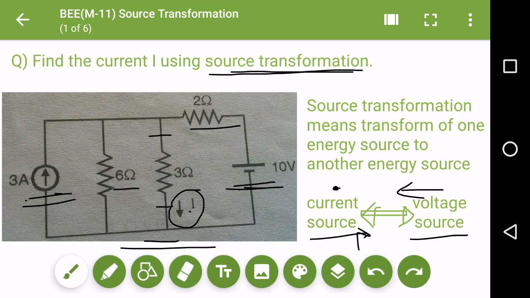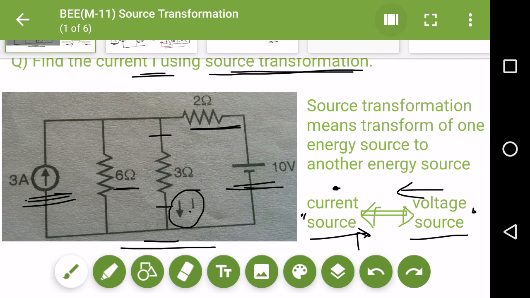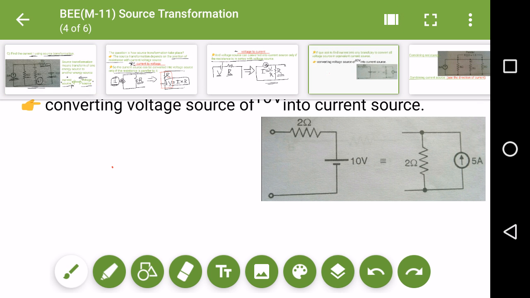We have a voltage source which is in series with a 2 ohm resistance, and a current source which is in parallel with a 6 ohm resistance. So should I use a current to voltage source conversion, or a voltage to current source conversion? Let's read our problem again. We are asked to find a current, so I will convert my voltage source into a current source, because it would be easy to find the overall current in a branch. So knowing this, let's start our problem.